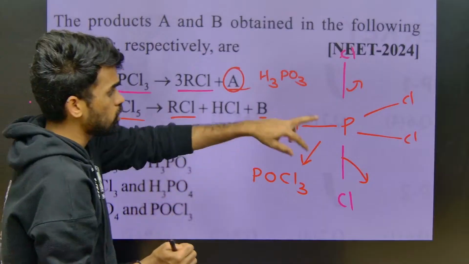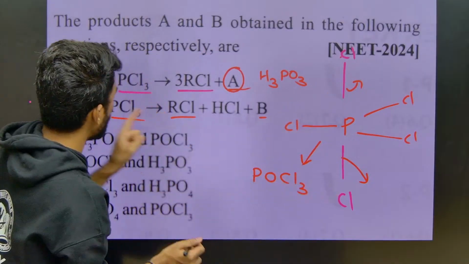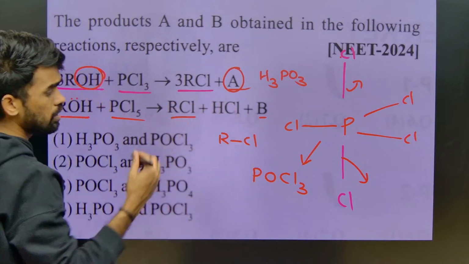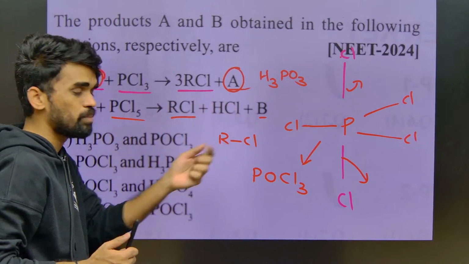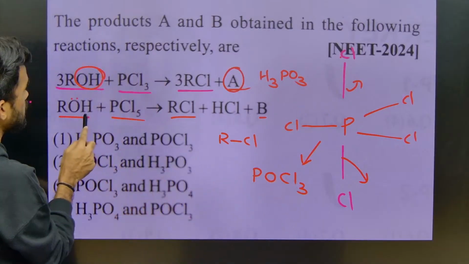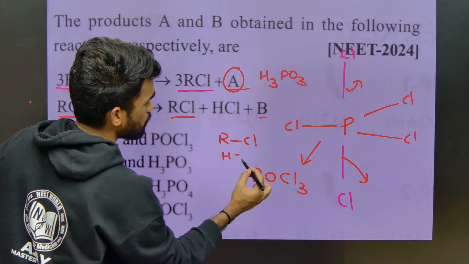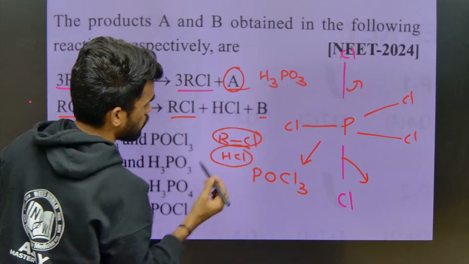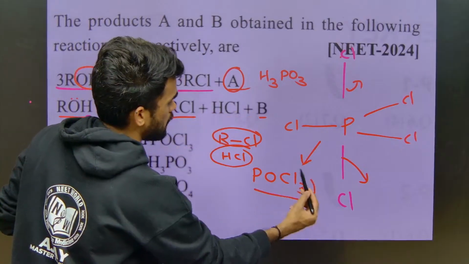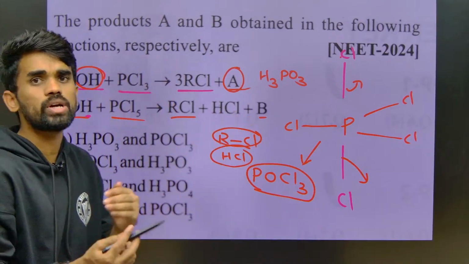Out of these, 2 chlorines are removed. One chlorine pairs up with the alkyl group of the alcohol, so it becomes RCl, and one more chlorine is there. That chlorine and this hydrogen form HCl. This is what you need to remember. So we got RCl, HCl, and B is our POCl3. This is how you can remember.